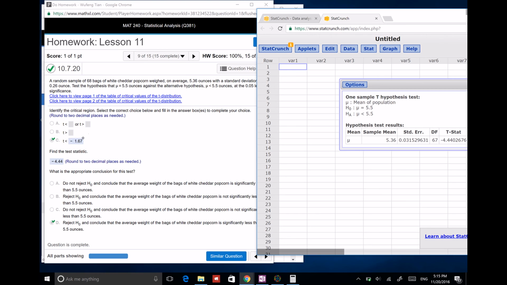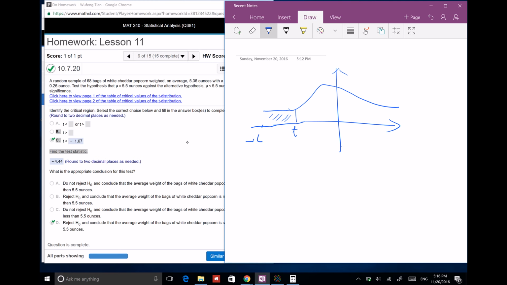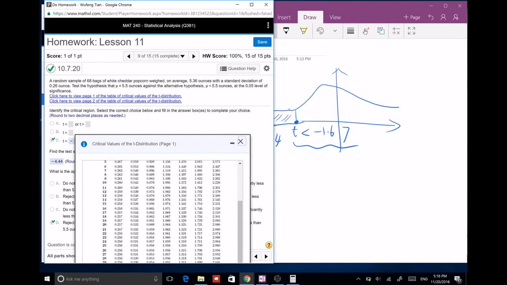But it asks what the t is. Now you read this problem. It says mu is less than 5.5. Actually, you need to find the critical t value here. Anything in this area we reject the null hypothesis. But now you find that t is negative 4.44. How do you find the critical value here? The critical value is negative 1.767. How do you get this one? You cannot use the table. If you use the table, you don't have 68.